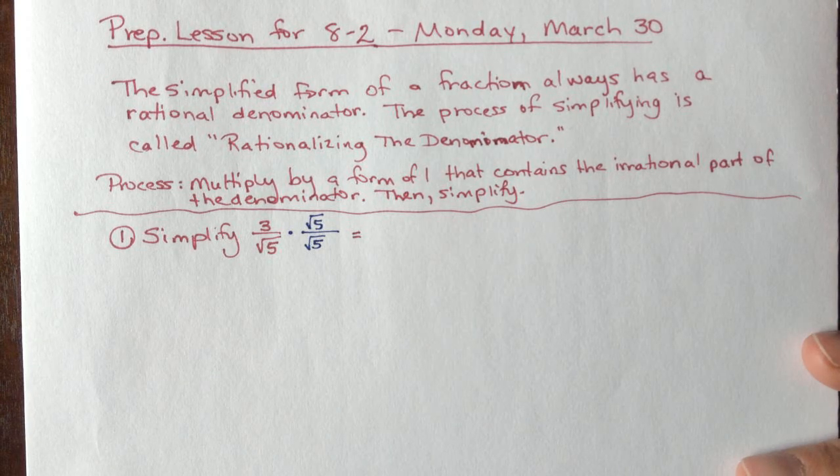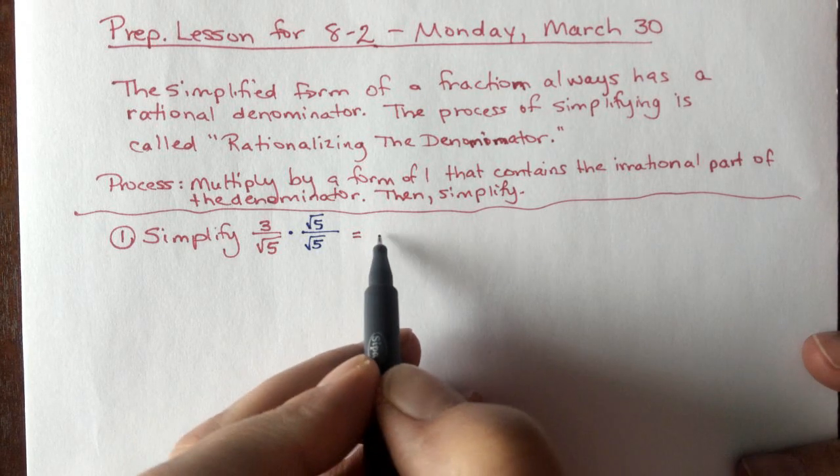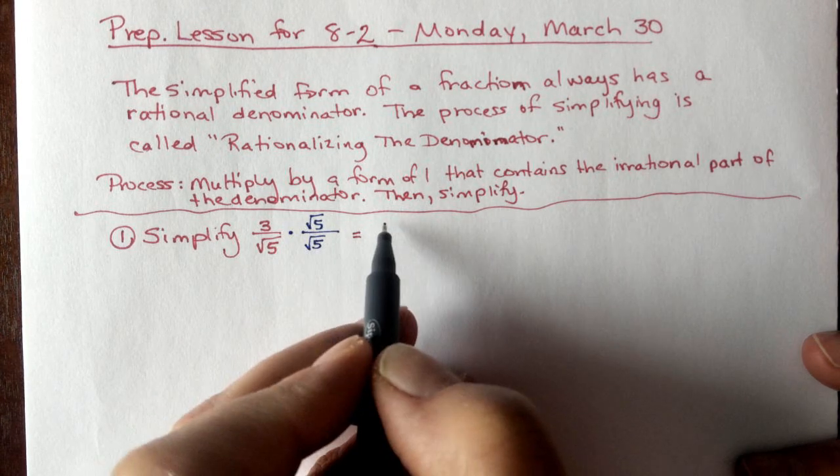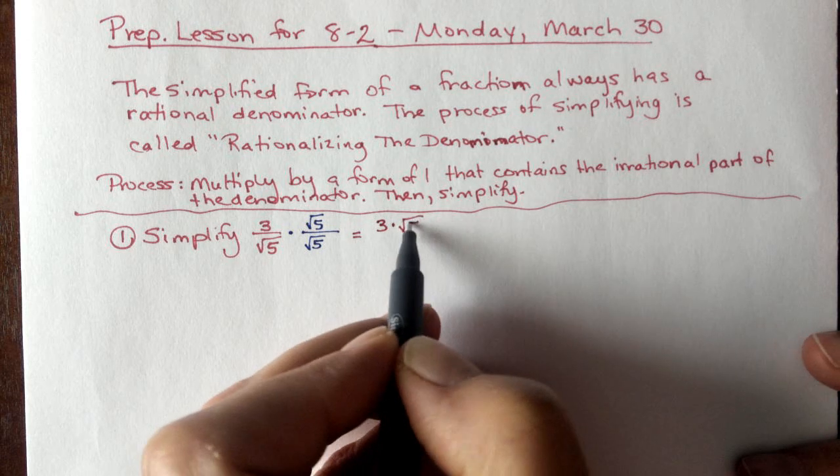Don't try to do this with your calculator. It's going to just convert everything to a decimal. That's not better. So this has to be done by hand. So across the top, 3 times the square root of 5. 3 times the square root of 5.